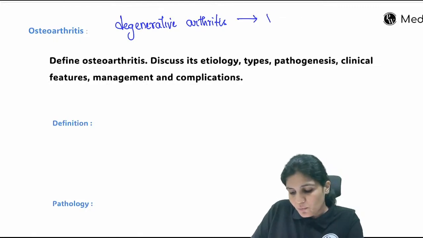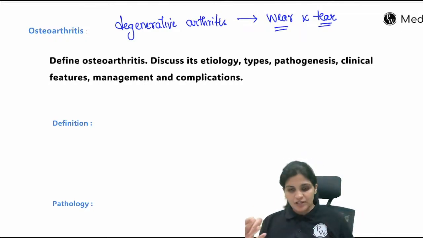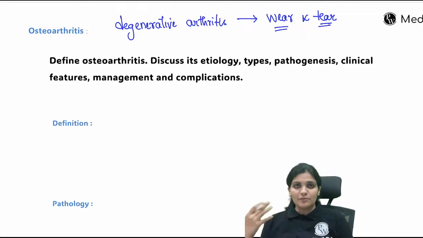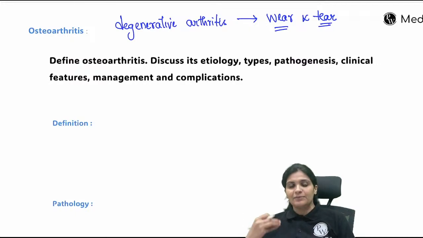Degenerative means wear and tear. That was then inflammatory arthritis. So inflammatory was autoimmune. There were some antibodies produced against it, and these antibodies go and attack the cartilage. They will involve the synovium. They will result in pannus formation.